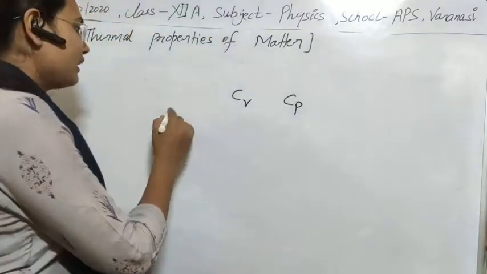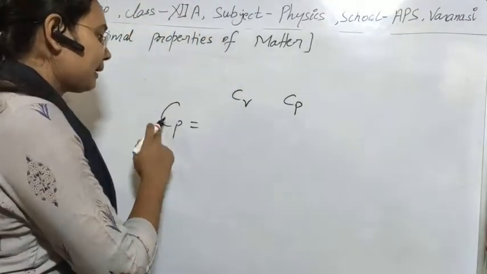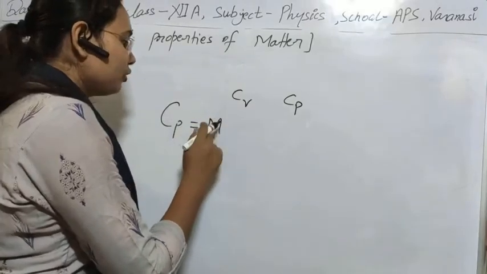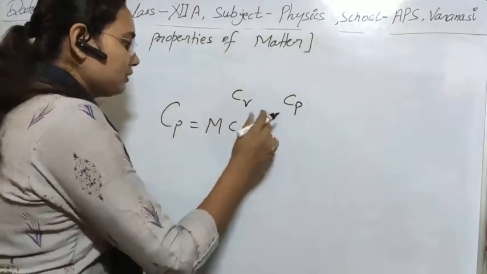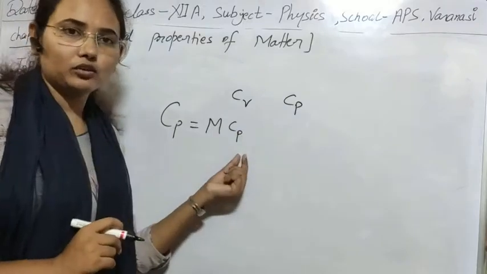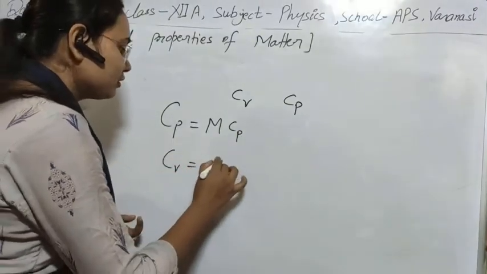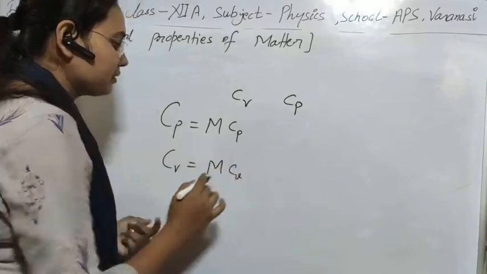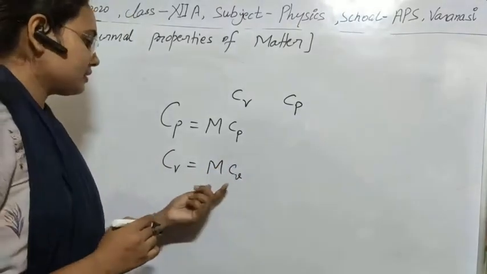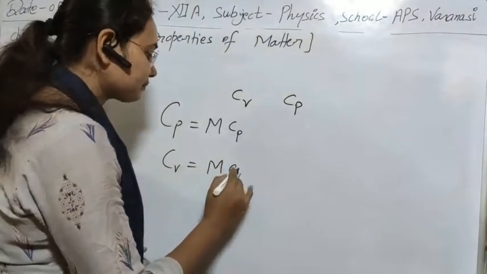And we can also write, suppose that this is molar specific heat capital Cp, this will be equal to molar mass into this specific heat at constant pressure, and similarly molar specific heat at constant volume equal to molar mass into small Cv. So I think it's clear to you.